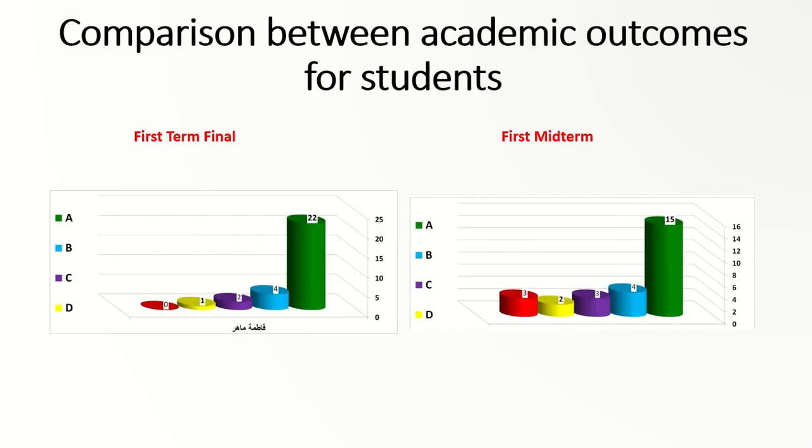In the first midterm here, I had 15 A's for my students and 3 students failing my exam. That was before using Teams. But now after I used it, I had 22 of my students get an A and not one of them got to fail my exam.